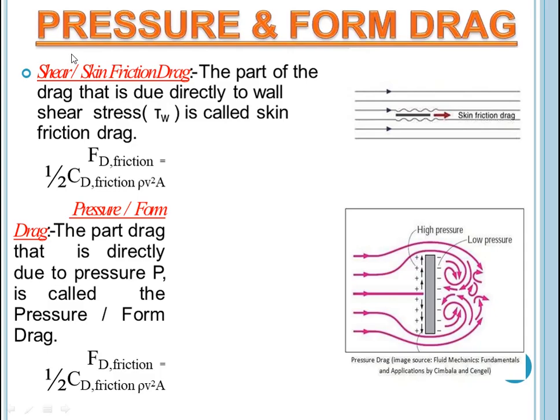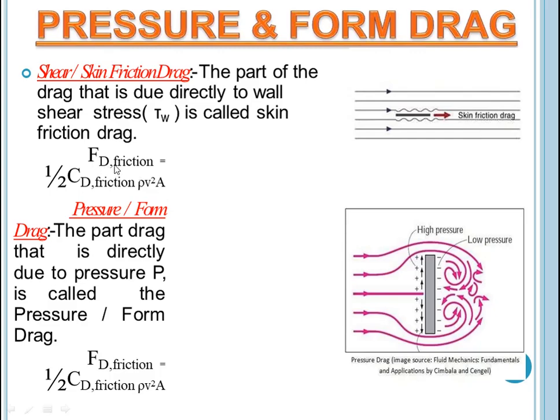In this, pressure and form drag. What is meant by pressure and form drag? First one is the shear or skin friction drag. The part of the drag that is due directly to wall shear stress tau W is called skin friction drag. The formula for the skin friction drag, Fd friction, is equal to 1/2 into Cd, that is coefficient of drag friction, into rho v square A.